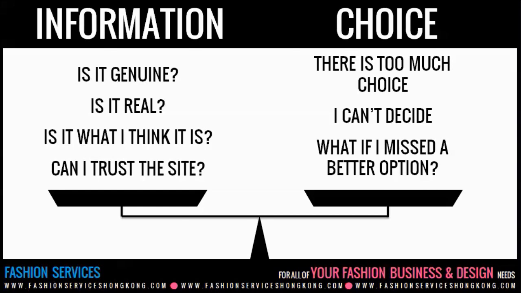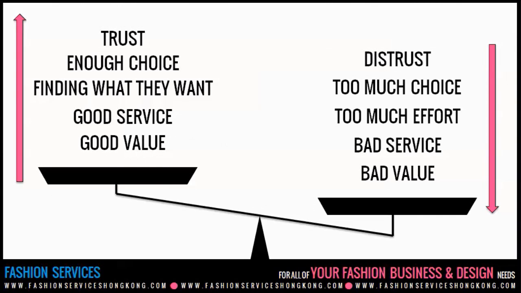Now, what does this all mean? Well, in terms of our brain, what we have to do is increase a certain number of elements in terms of pleasure and decrease a number of elements in terms of pain. Now, how we can do this, in terms of the pleasure, we're looking at the left-hand side of the slide. We want to increase trust. We want to make sure that they have enough choice, that people can find what they want and find it easily, that we're giving them a good service and good value.